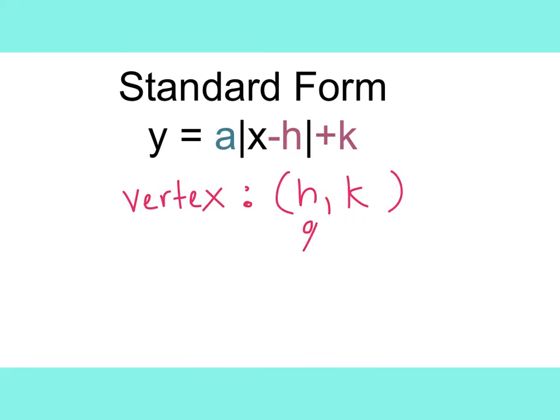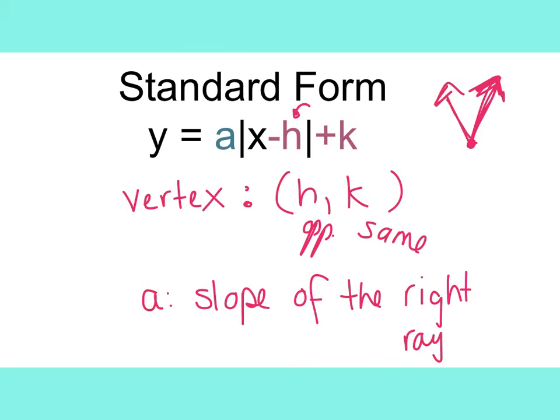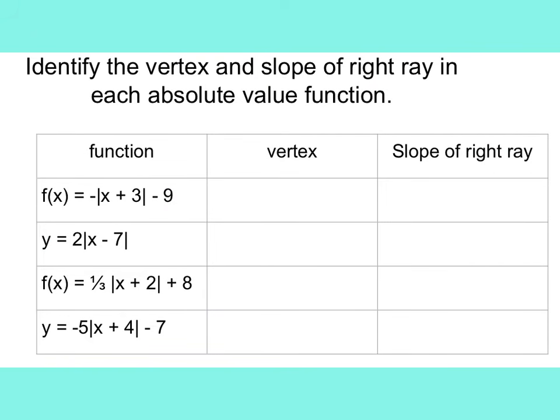And I always said to you, opposite, same. It's opposite of the value you see in the absolute value because it has a minus sign in front of the h. And the k value is the same. Now, this a out front is actually the slope, but because it forms a V, it's the slope of the right ray. Okay, so if you think of it as two rays that meet at the vertex, this will give you the slope of the right one, and then you just use symmetry to get the slope of the left one.